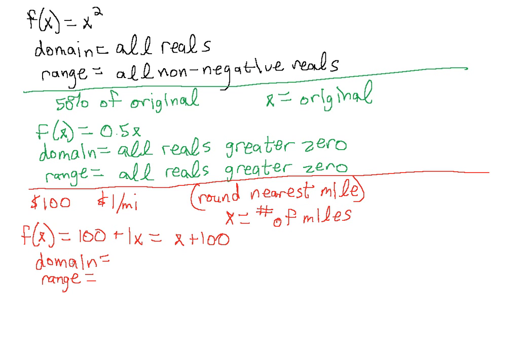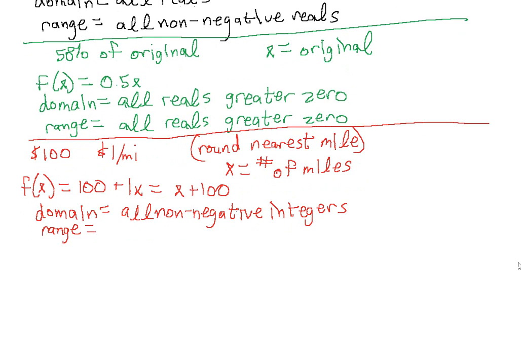They can't be negative. So the domain is going to be the set of all non-negative integers. And we say integers because, again, we're rounding to the nearest mile. If we weren't rounding to the nearest mile, then he could be charged for half a mile that he's driven, so it would be the set of all non-negative rational numbers. But here, since we're rounding to the nearest mile, the domain, or the possible number of miles he can drive, is the set of all non-negative integers.